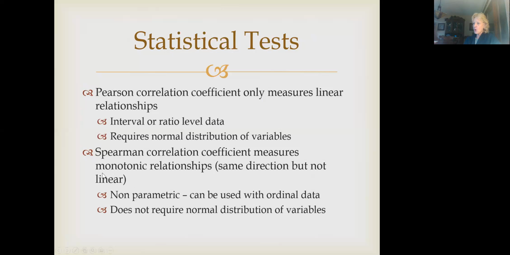The Spearman correlation measures a monotonic relationship. It's the same direction, but not linear. So it's considered a non-parametric test. It can be used with ordinal data, and it does not require the normal distribution. It's not quite as powerful as Pearson, but it is a good measure to use if you have non-parametric data or you don't have normal distribution.